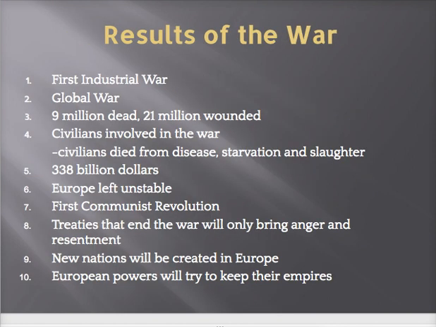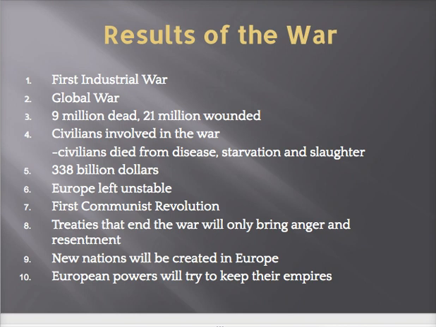Some results of the war. One thing to remember, this was the first industrial war. People did not understand this. This is a global war. You had large amounts of debt. The world is left broke. It is going to leave Europe unstable. The Austro-Hungarian Empire is breaking up. The Russian Empire is breaking up. The German Empire is breaking up.